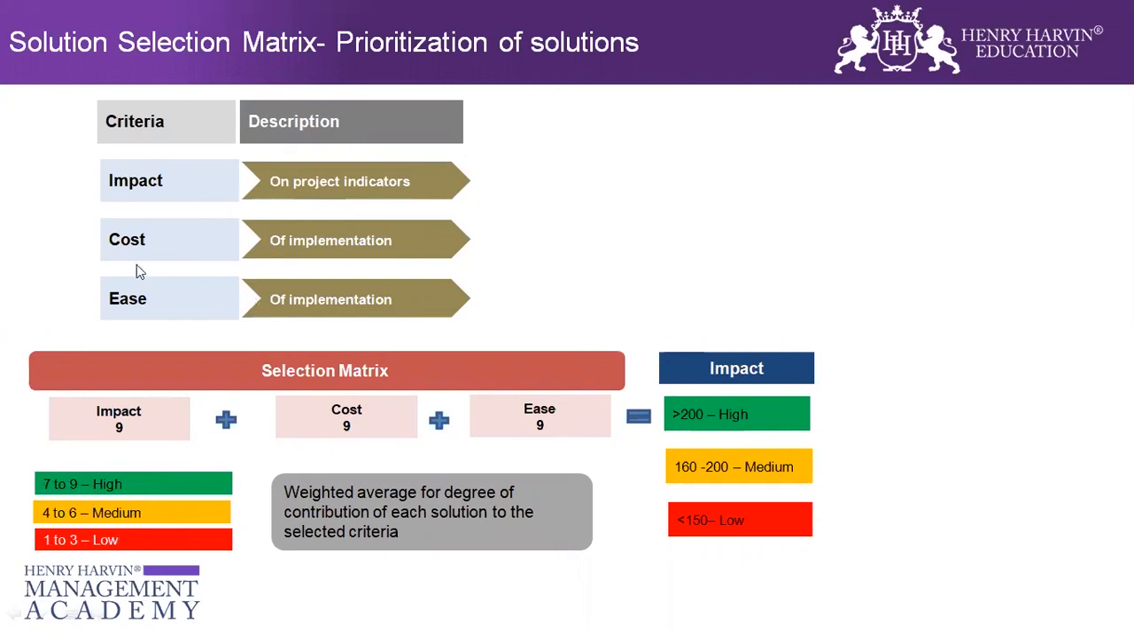Then you can see cost as a criterion. But cost would have a different sort of rating. The lesser the cost it's going to have, the higher rating you will be giving. It's the opposite here, because the lesser the cost, the better it is for the process. So I will give a higher rating. I will categorize cost as high, medium, and low: how much cost it's going to take to implement this solution.